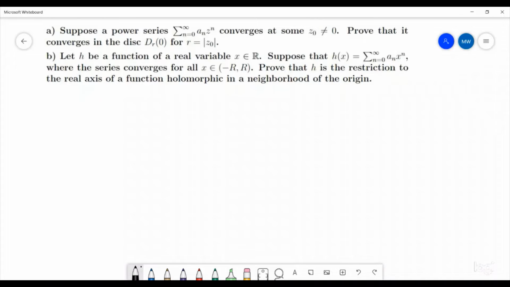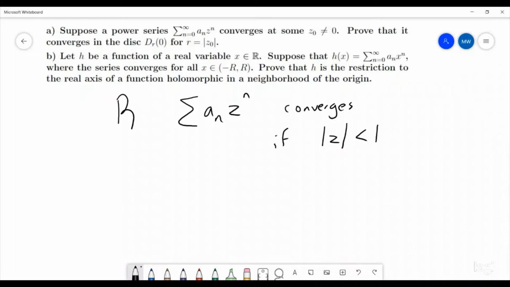The way we're going to do this is we know that every power series has some radius of convergence. That means there is some r so that the sum of a_n z to the n converges absolutely if the modulus of z is less than r, and it diverges if the modulus of z is greater than r. Now the question becomes, how does this help us?